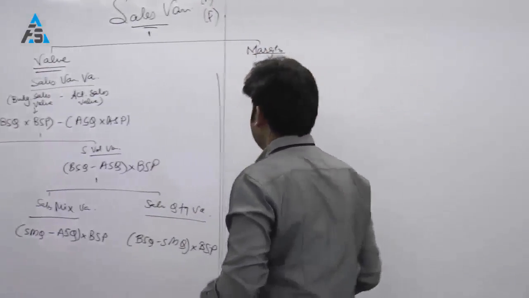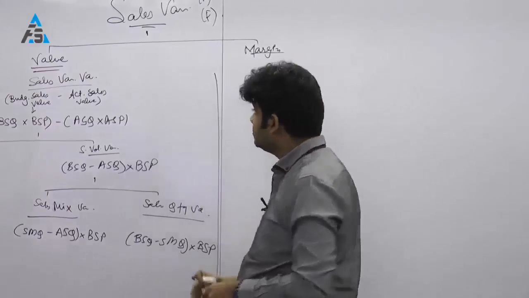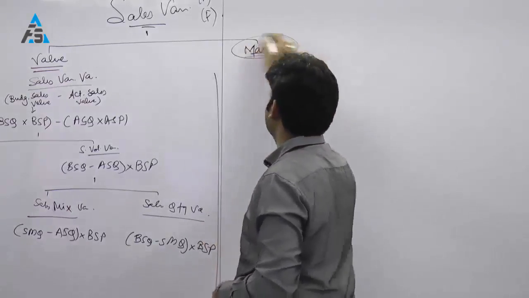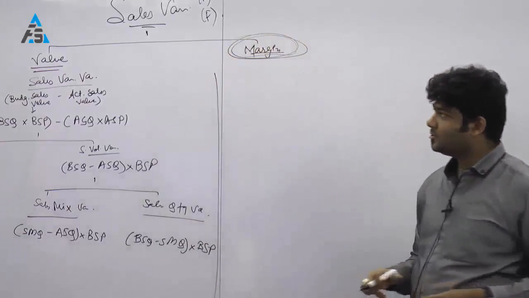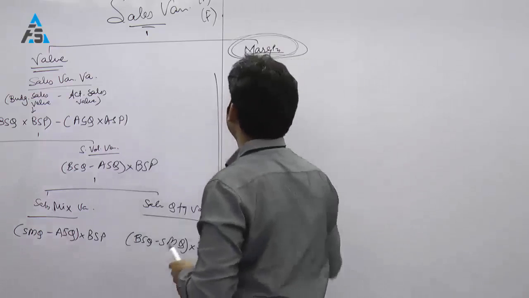Yes, the institute ensures that you write that, or else your marks will be deducted. So keep these things in mind. Next in line is sales margin variance. This is much more important than your sales value variance. In a question, if nothing is said, then use margin variance.